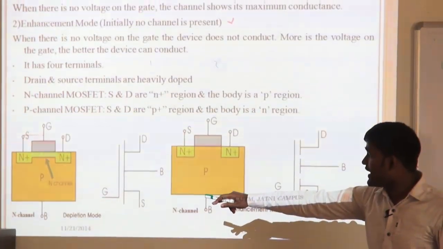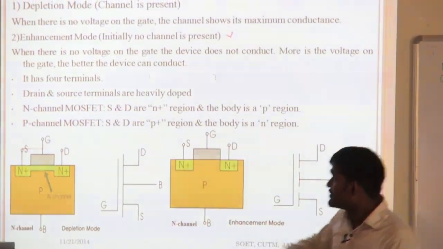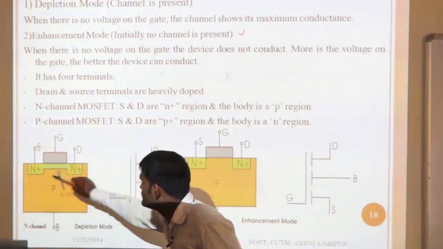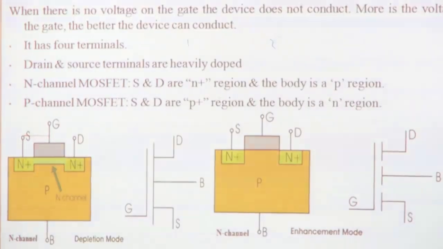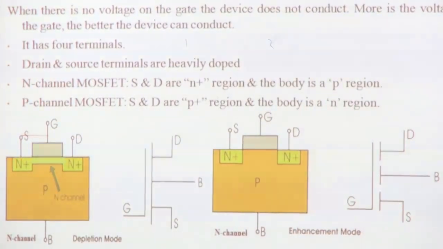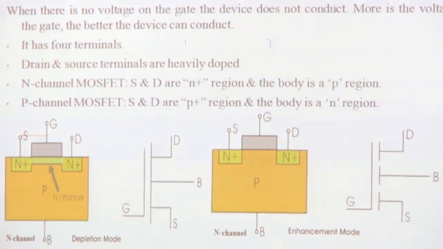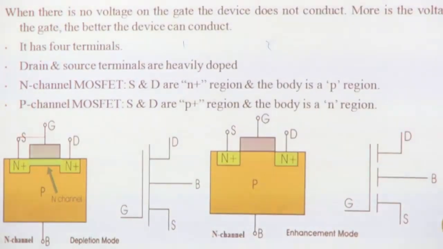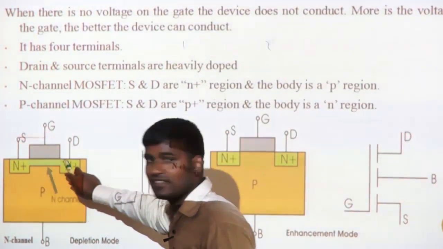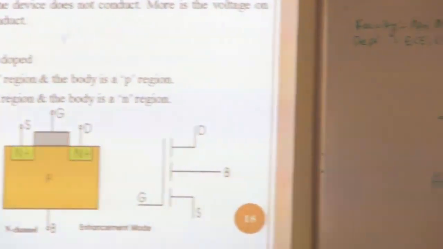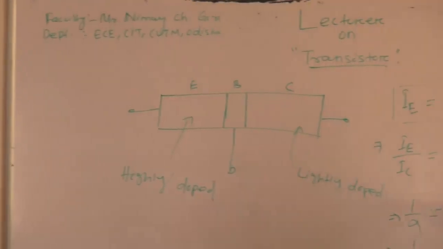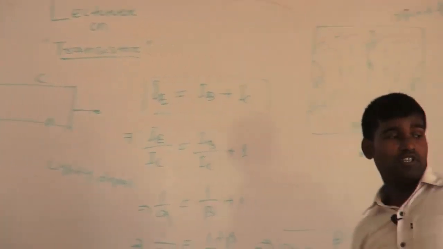So for N channel depletion mode, look, channel is there, but here there is no channel. N plus means it emits a large number of electrons. It emits a large amount of electrons. Then electrons can come through this channel toward the D side. So for N channel MOSFET, enhancement type, you have to increase.